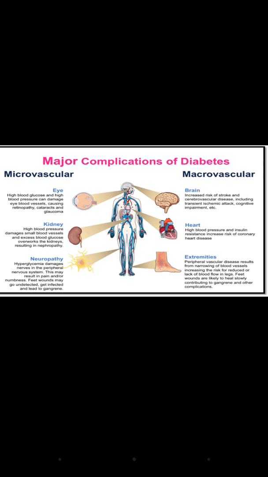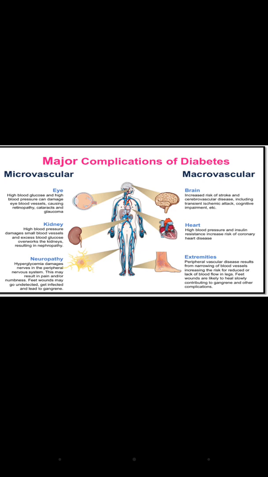Now in the kidney, in nephropathy, high blood pressure damages the small blood vessels and excess blood glucose overworks the kidney, and this results in nephropathy. So the person may have chronic kidney disease. Then neuropathy: hyperglycemia damages the nerves also. It destroys the nerves in the peripheral nervous system. So the person feels pain, tingling sensation and numbness.